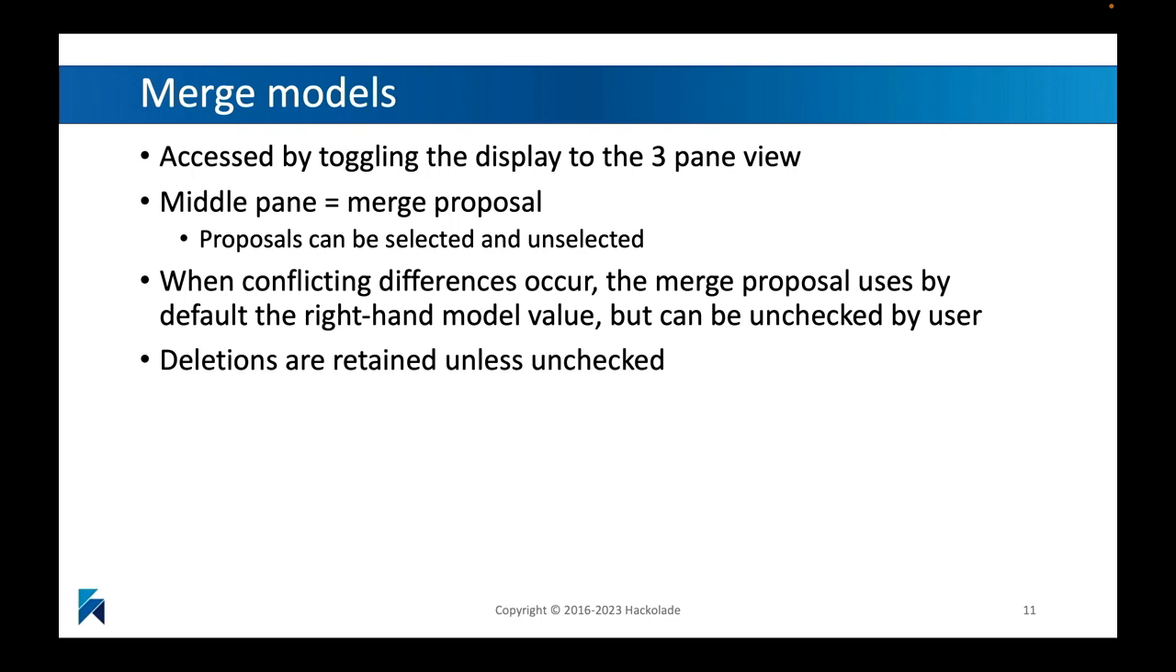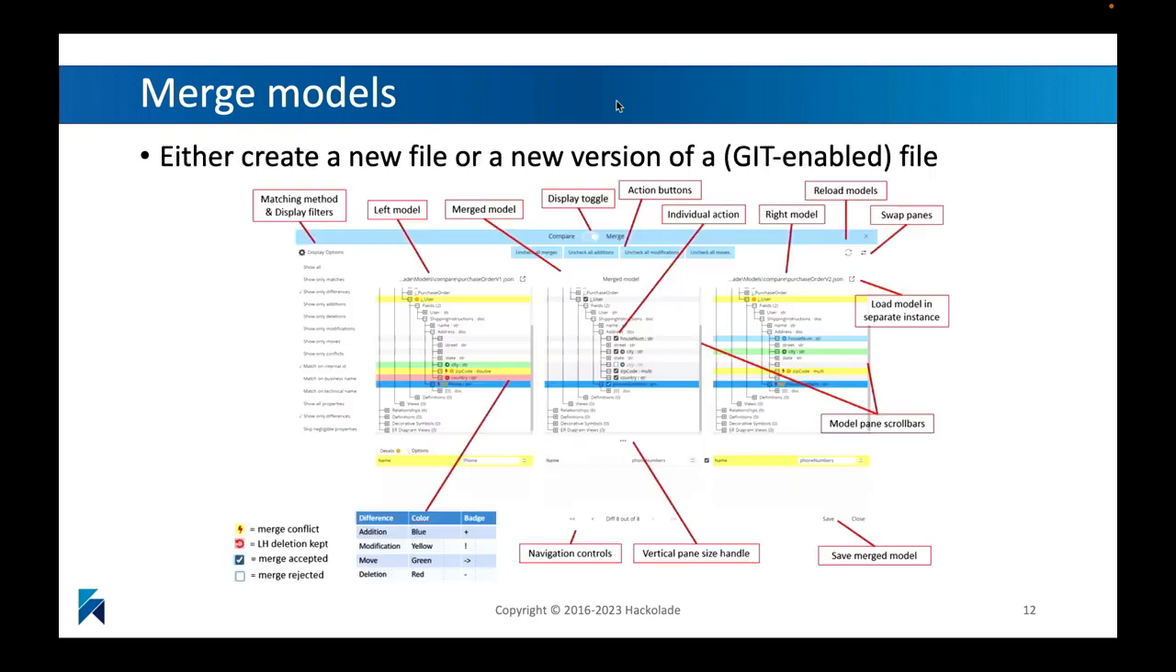So how are we going to do that? Very similarly, we're going to take two models and compare those two. But there will be a third new pane that you will see in a minute that is going to give me a merge proposal. I can select and unselect those proposals, and if there are any conflicts, then the merge proposal is going to use the right-hand model value. Deletions are also going to be retained unless unchecked. So the merging is done in this three-pane view here.